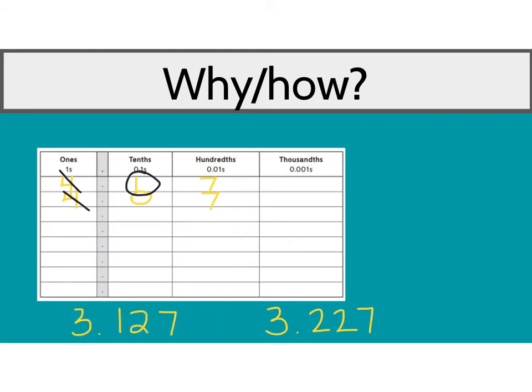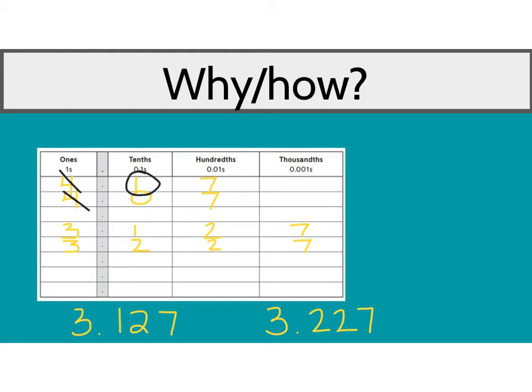So let's say that we have these two decimals here at the bottom. I have 3 and 127 thousandths and 3 and 227 thousandths. If we place those decimals in the place value chart, I'm going to skip a line so we can see the difference here. We would place them like so. And then I would take the second one and plug it in.